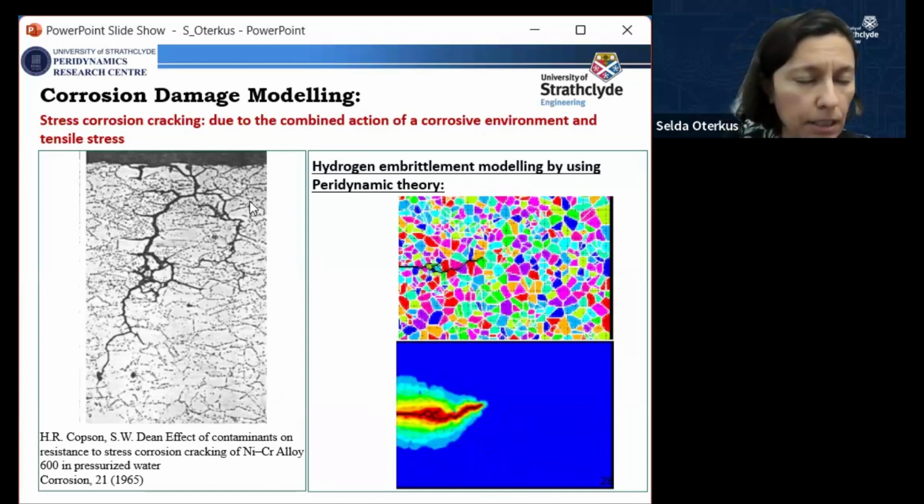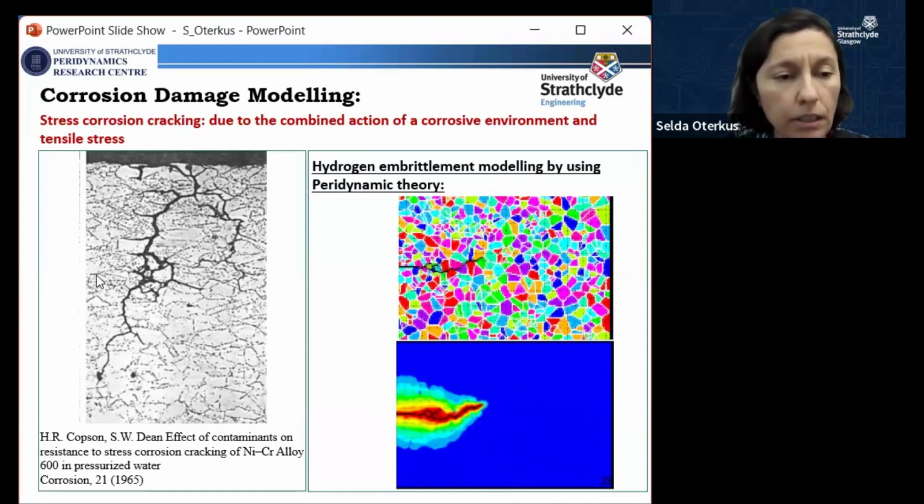And as you can see, this is the real scenario. Of course, it's not exactly one-to-one, but it shows that we have a similar damage pattern as in real scenarios.